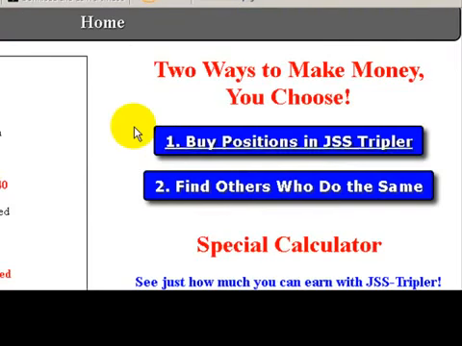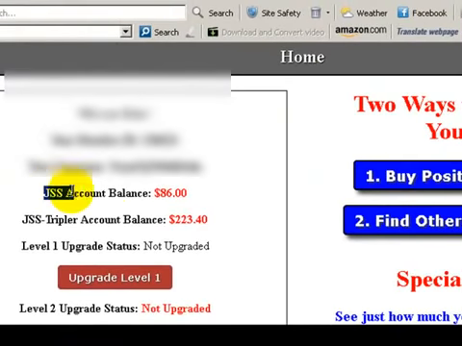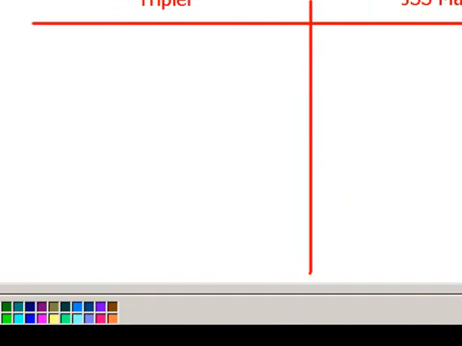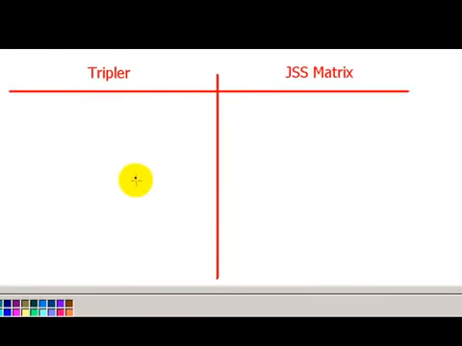Alright, so inside of your business, obviously you've got, as you can see, the JSS or the matrix side of your business, which is on this side, and you have the actual tripler account on this side. So it's two separate entities. So let me just jump over to our drawing tool here. So here, on this side we've got the triplers, and on this side we obviously have the matrices. Now everything is basically working together, but still they are two separate entities.